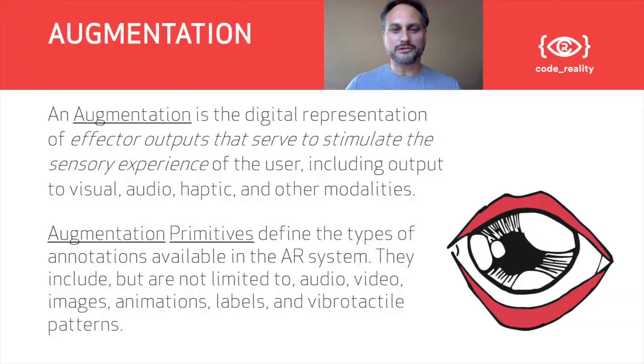We then can refer to the archetypes of such augmentations as augmentation primitives. They define the types of annotation available in an augmented reality system. Typically, this includes, but again, it's not limited to audio, video, images, animations, labels, and vibrotactile patterns, but there can be many more.